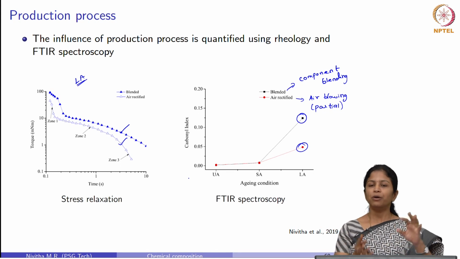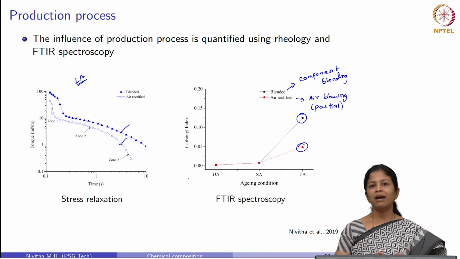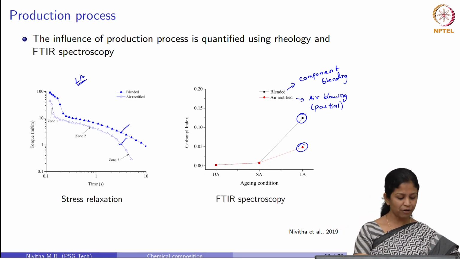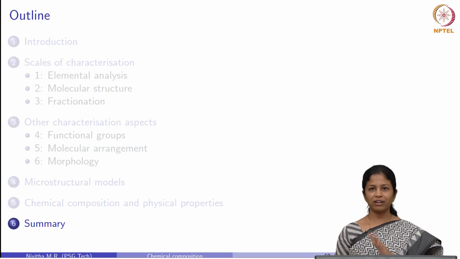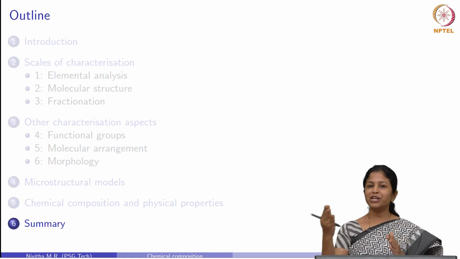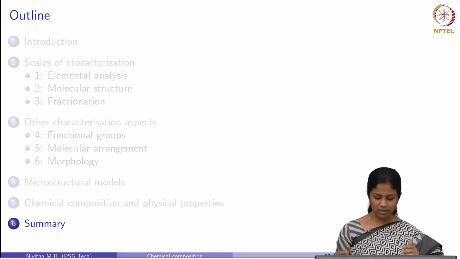So again here we can reason out why two bitumen behave in different manner by studying the chemical composition. These are some of the attempts which were carried out to correlate chemical composition and rheology. Again, it is not a very simple task. We need to understand the lot of variability that is associated in this process.